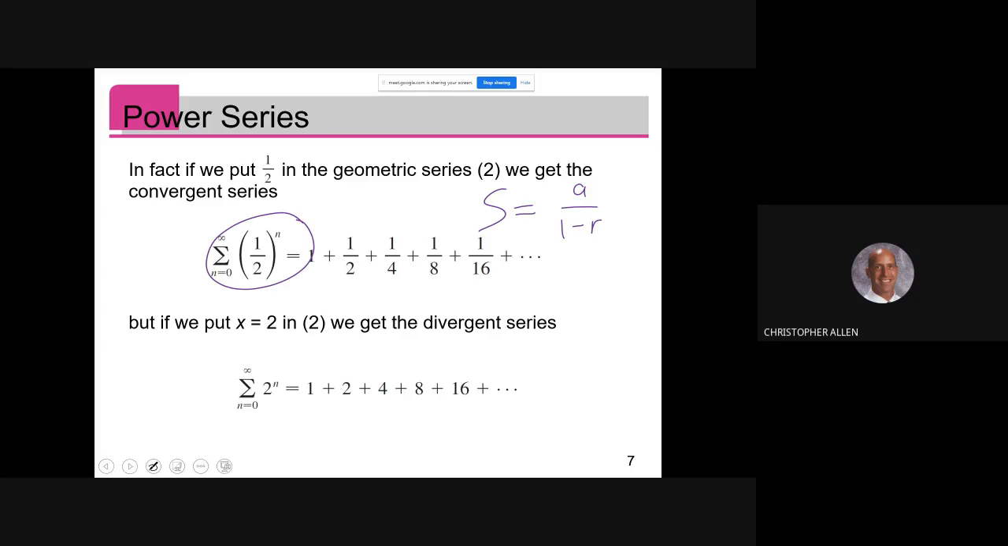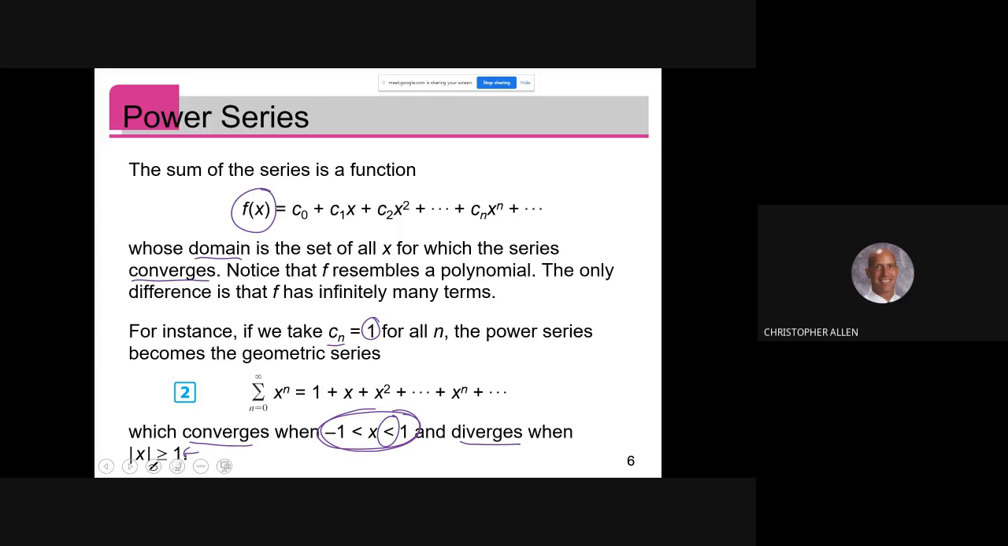You guys remember this? Okay, we're going to use that later today. So, if we put x equals 2 in, not 1/2, by the way, 2 is not in that interval of convergence, we can clearly see that we get this series right here that is divergent. It's clearly going to grow without bound. So as we can see, this geometric series has values of x for which it converges, and it has values of x for which it diverges.